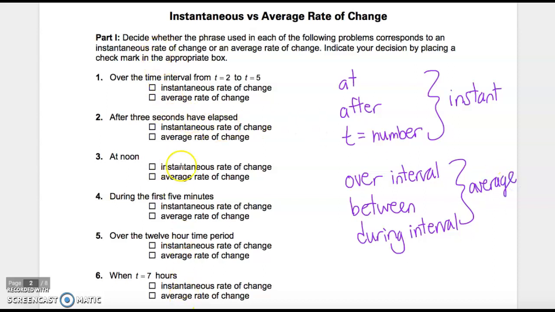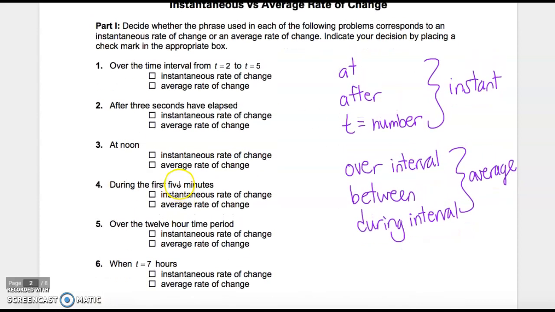Okay, so let's look through 1 through 6 here. It says over the time interval from 2 to 5, so that's going to be an average because it's going from 2 until 5. It's over a time interval. After 3 seconds have elapsed, well, that's at an instant. So you're looking at exactly 3 seconds, so that's an instant.